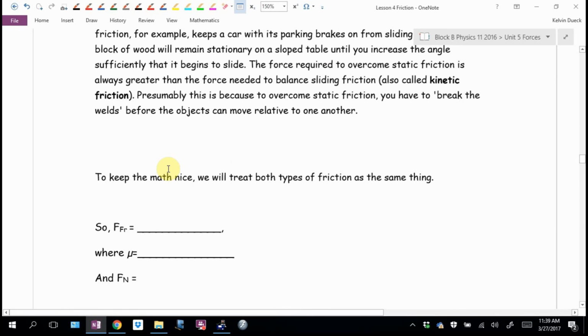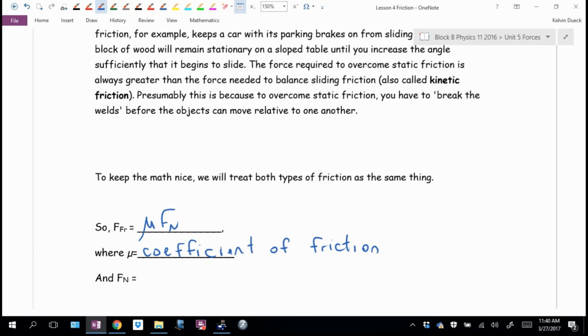However, to keep the math nice, I'm going to treat both types of friction as the same thing, even though in real life, technically there are two types of friction. So, friction equals what times what? Mu times normal force. Where mu is, in English, the coefficient of friction. It's not a force.